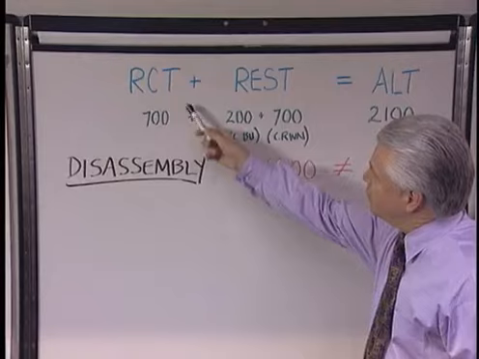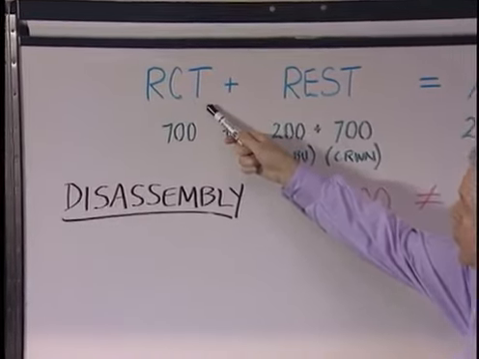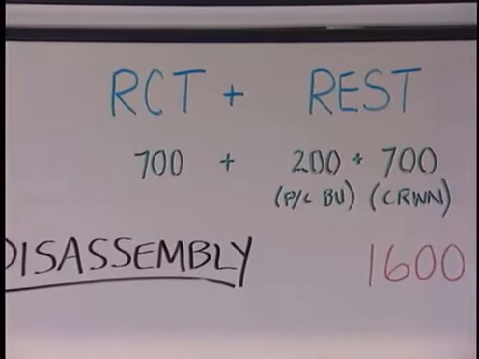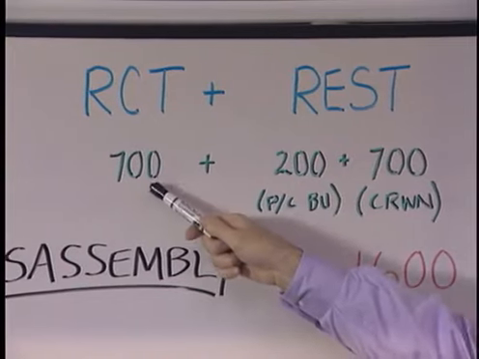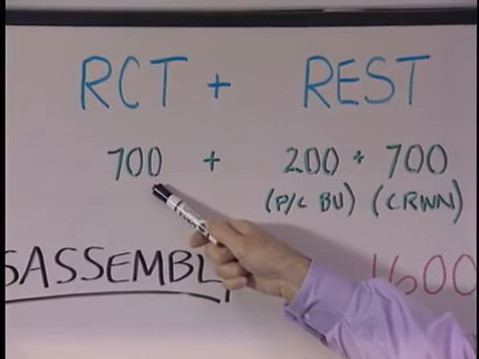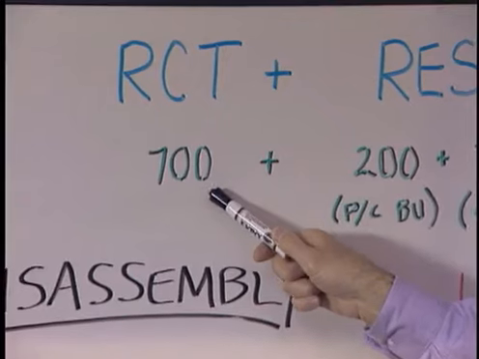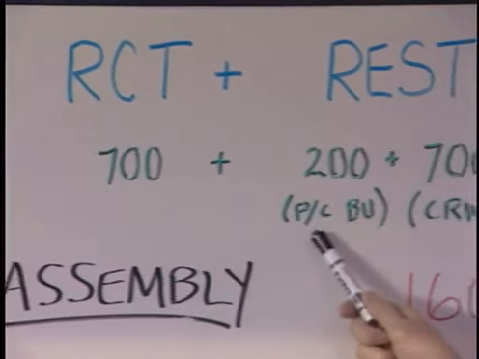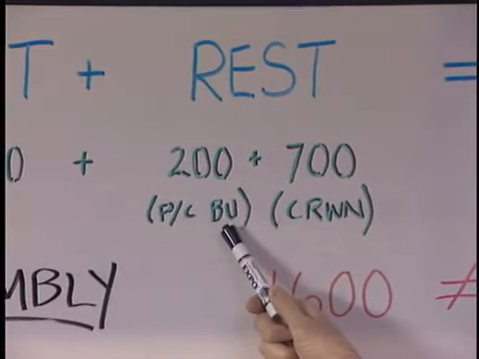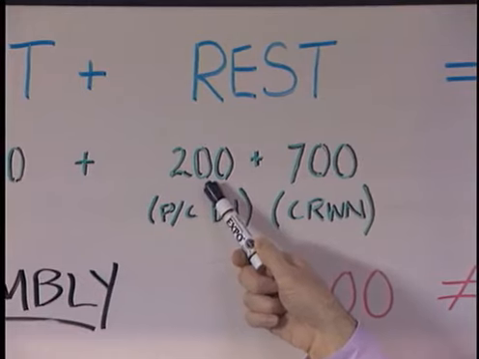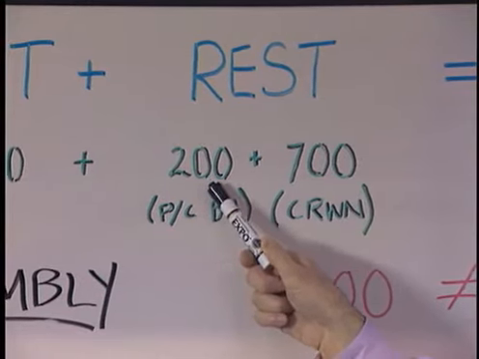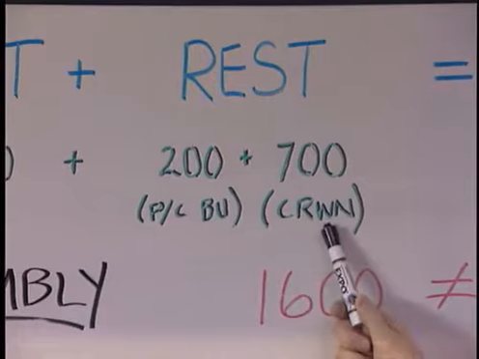If we go back to the fundamental foundation, root canal treatment plus the restoration should equal the alternative, then as an example, if we put in $700 as the endodontic fee, most endodontically treated teeth will need a post-core and build-up, and we could say, for an example, that that's about $200, and then of course this tooth needs to be restored with a crown.